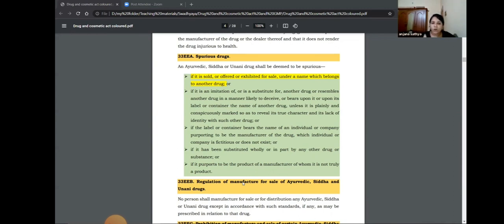If it is sold, offered, or exhibited in the name which belongs to another drug, that is known as spurious drug. Okay.